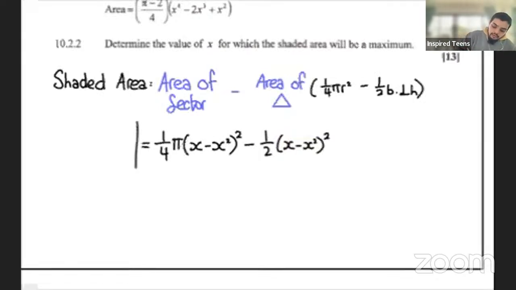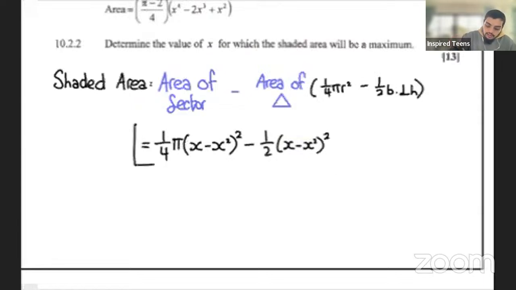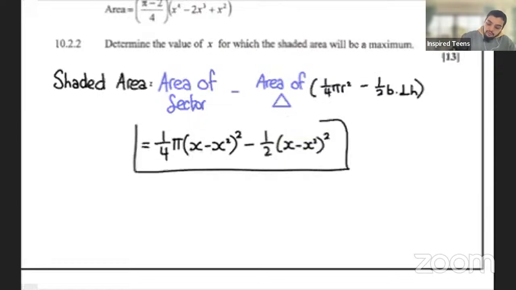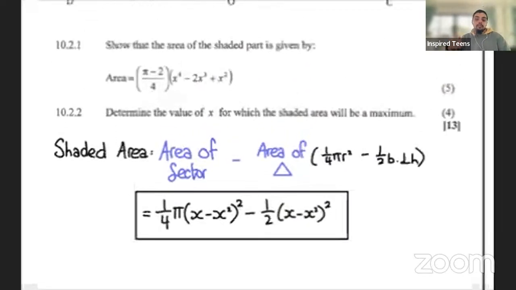This is the most important first step. If you can get this, you essentially can get the rest of the questions. This would arguably be the most difficult part: to get an expression for the shaded area, whatever you want to find the maximum or minimum of. In this case, when you calculate the maximum shaded area, you need to formulate an equation that gives you the maximum area, in terms of a particular variable, in this case x.